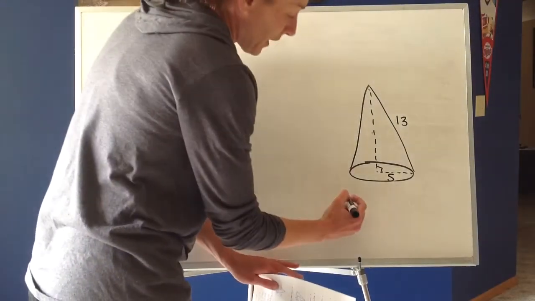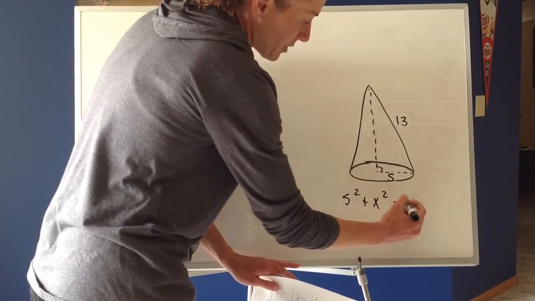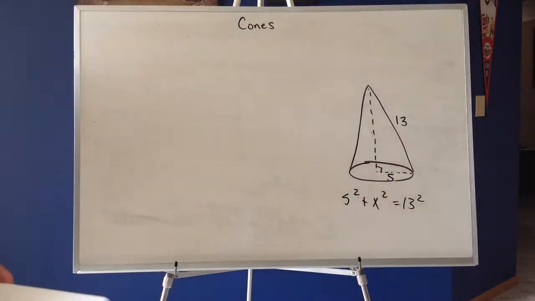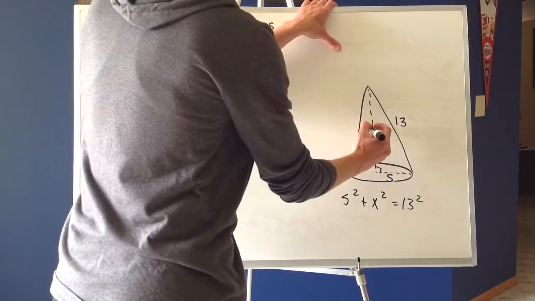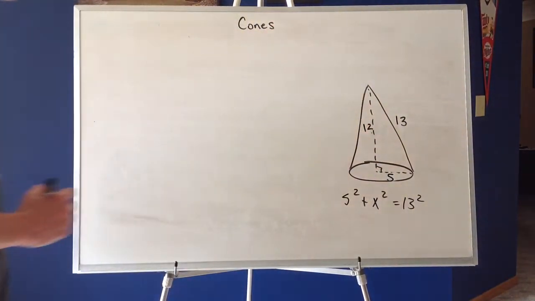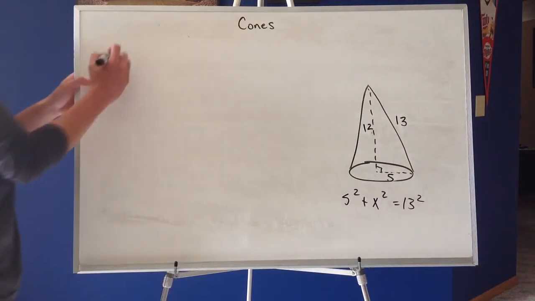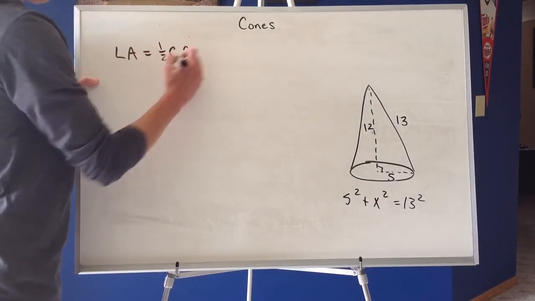So it would be 5 squared plus your x squared, which is our height, equals 13 squared. Now, if you recognize that is a Pythagorean triple, again, can save you a little time. You're going to end up getting 12 for the height. Once you have those three pieces, then we can start plugging in our stuff.